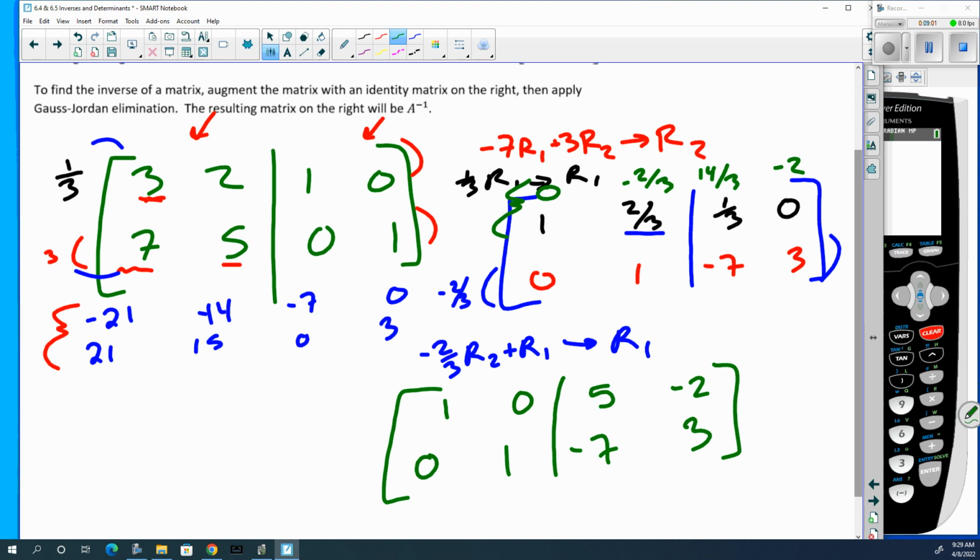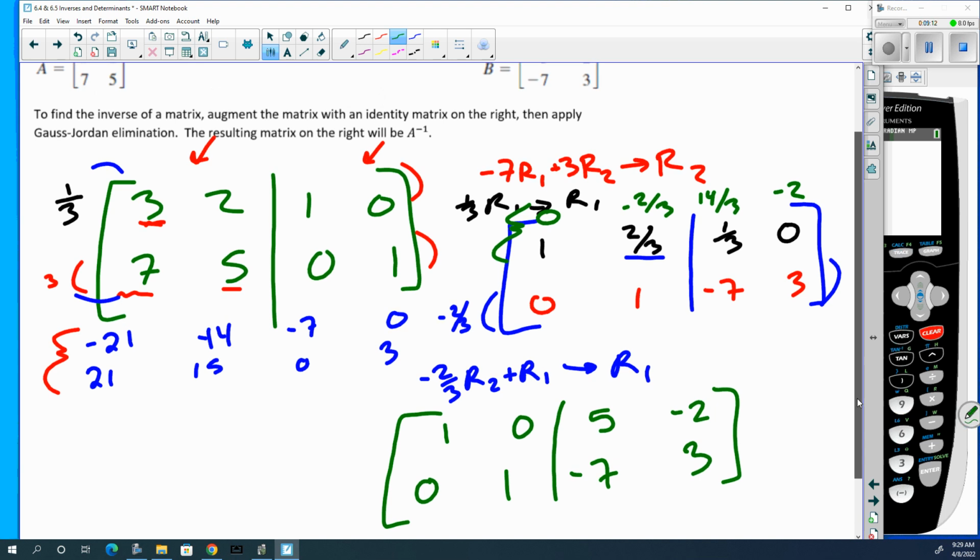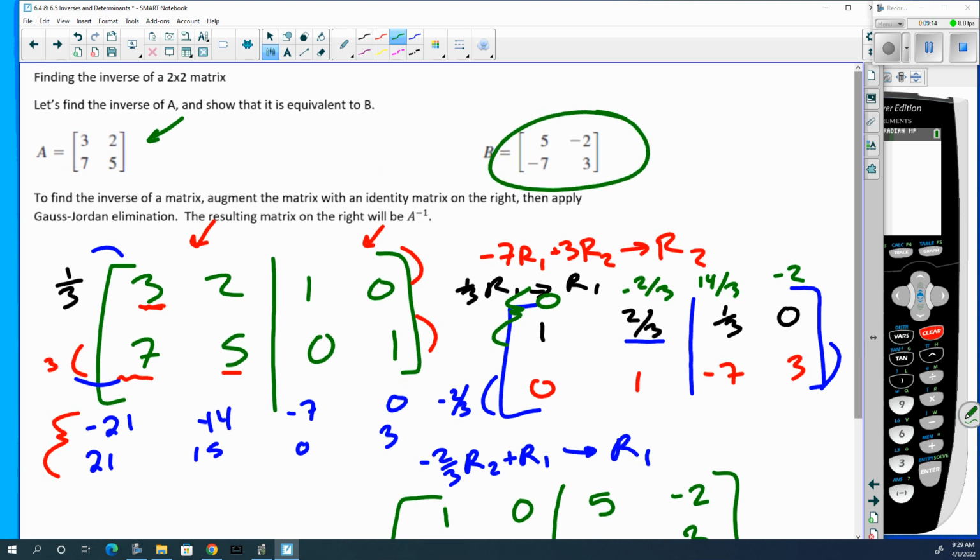So now the left hand of my matrix is the identity matrix, and then the right hand is supposed to be what the inverse of A is, which is the 5, -2, -7, 3, which is what we had verified on the first page. Okay. So if you change the original matrix into the identity matrix, then it gives you what its inverse matrix is.